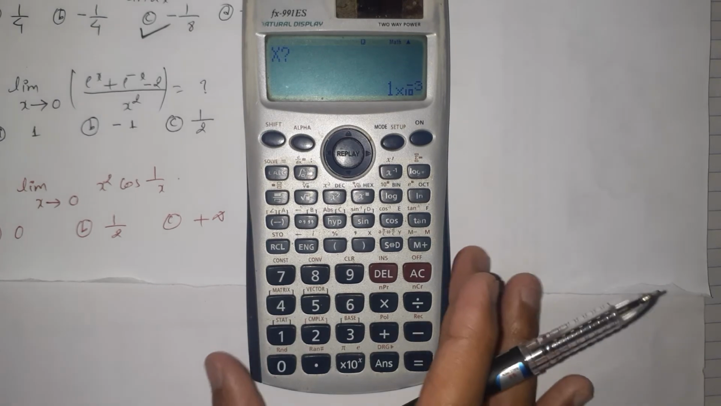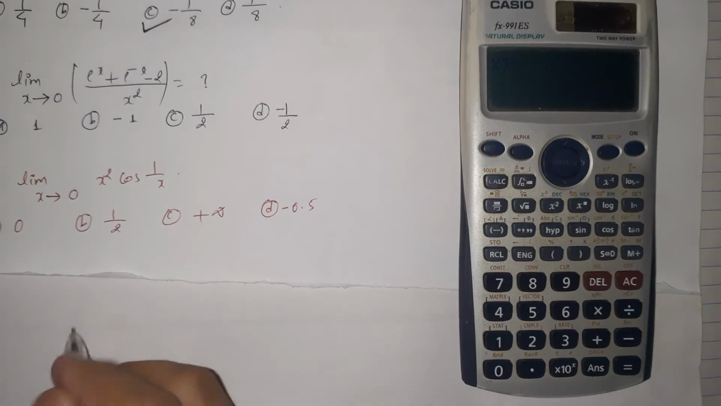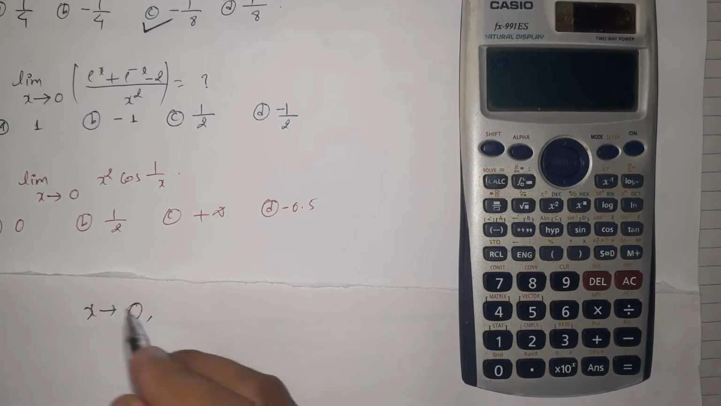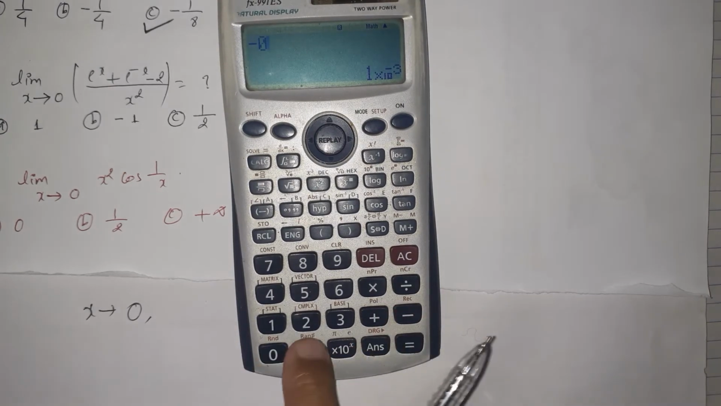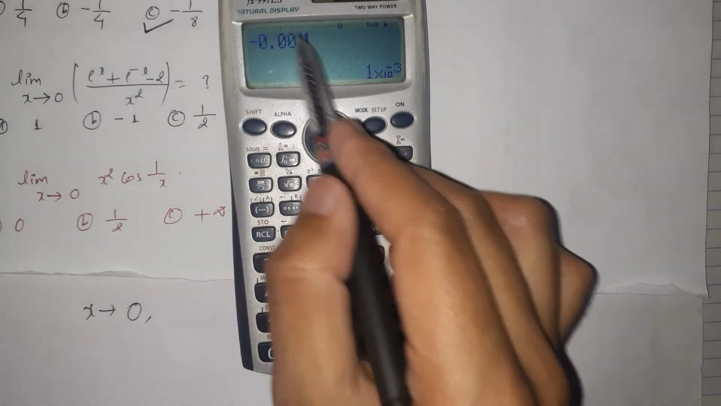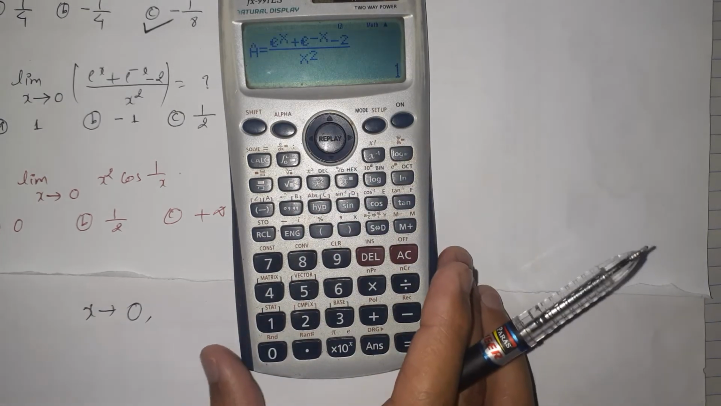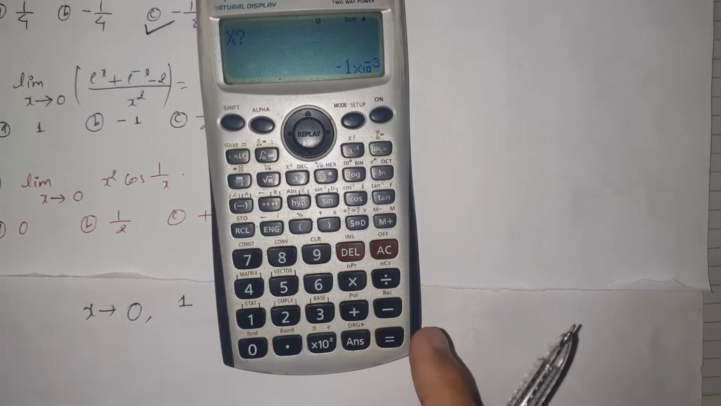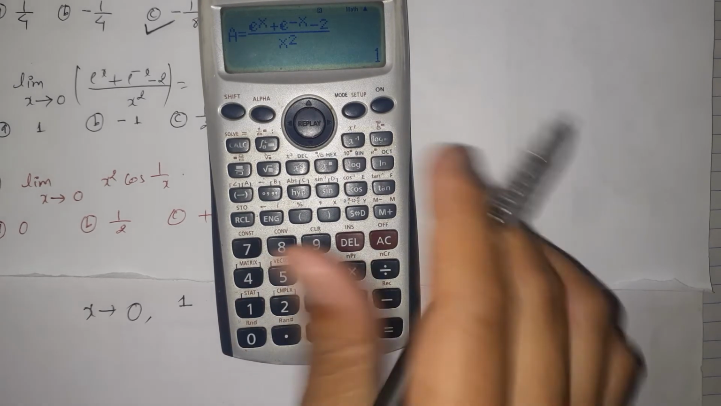Here the input is required, and the input is given according to the limiting approach. Here x approaches 0. Let's give values of x very close to 0. Let's approach from the left hand side. Let's give negative 0.001, which is very close to 0 from the left side, and at this condition the function value is just 1. Now let's approach from the right hand side, 0.0001. At this situation the functional value is again 1.